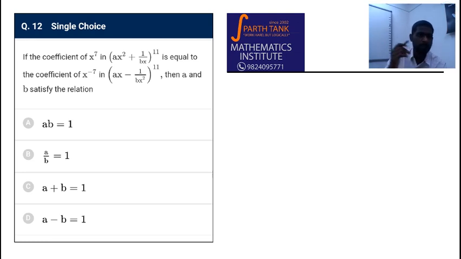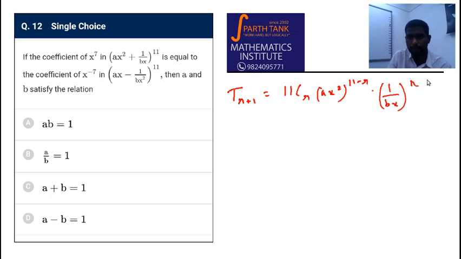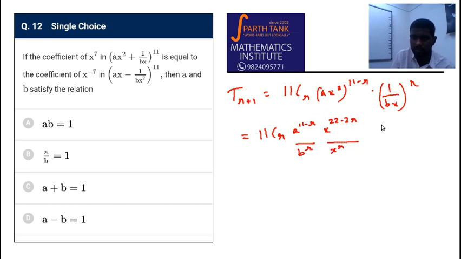So question number 12. If the coefficient of x power 7 in (ax squared plus 1 by bx) power 11 is equal to the coefficient of x power minus 7 in (ax minus 1 by bx squared) power 11, then a and b satisfy the relation. Very simple. For the first expression, T r plus 1 is going to be 11Cr (ax squared) power 11 minus r into (1 by bx) power r. So this is nothing but 11Cr a power 11 minus r x power 22 minus 2r by b to the power r and x to the power r. Further simplifying, this is 11Cr a to the power 11 minus r, b to the power minus r, x to the power 22 minus 3r.